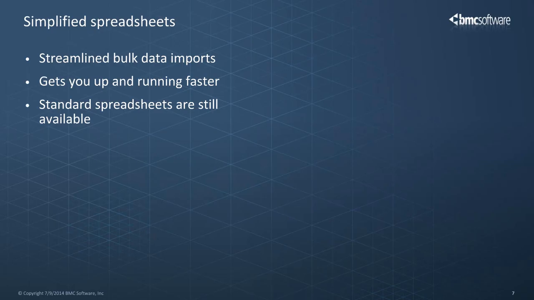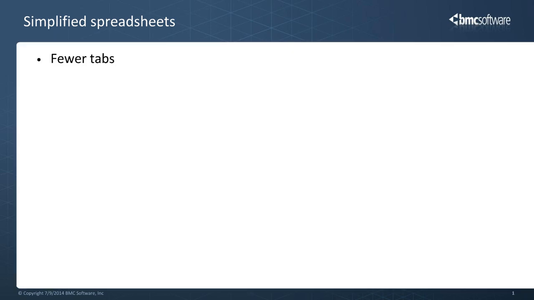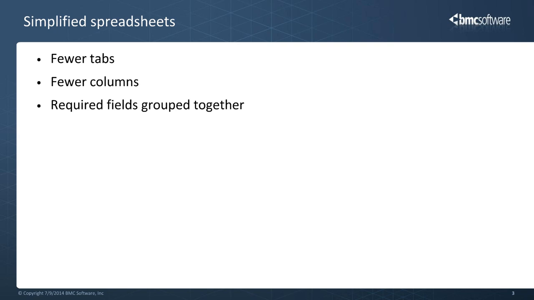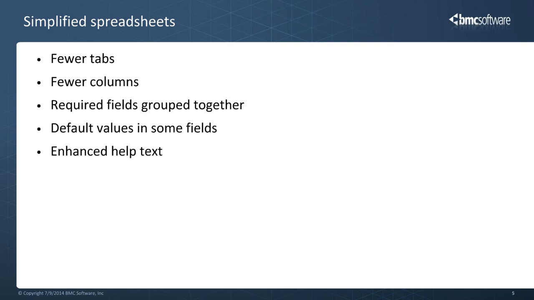First, we'll take a look at the Simplified Spreadsheets. The new Simplified Spreadsheets provide a more streamlined way for you to import bulk data. These spreadsheets are simplified because they contain fewer tabs, columns for only required, conditional, and the most commonly used fields. Required fields are grouped together, and they appear in the leftmost columns of the spreadsheet. In some fields, default values are provided. There is enhanced help text, and support for more CI types.